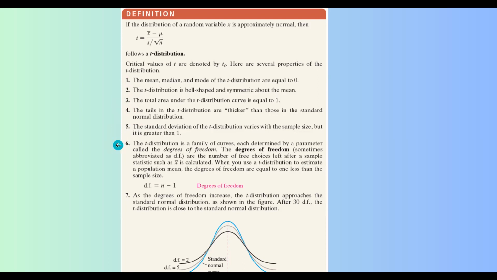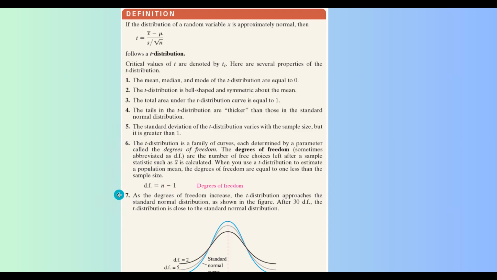Number 6, the t-distribution is a family of curves, each determined by a parameter called the degrees of freedom. The degrees of freedom, sometimes abbreviated as df, are the number of free choices left after a sample statistic such as x bar is calculated. When you use a t-distribution to estimate a population mean, the degrees of freedom are equal to 1 less than the sample size, or the degrees of freedom df is n minus 1.